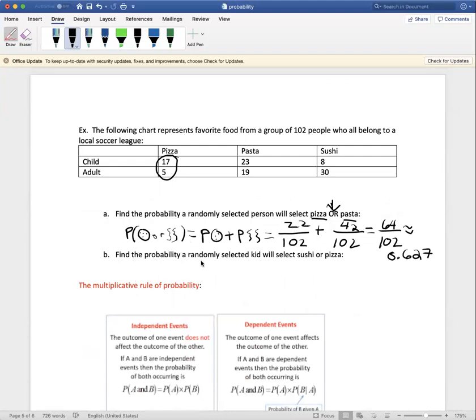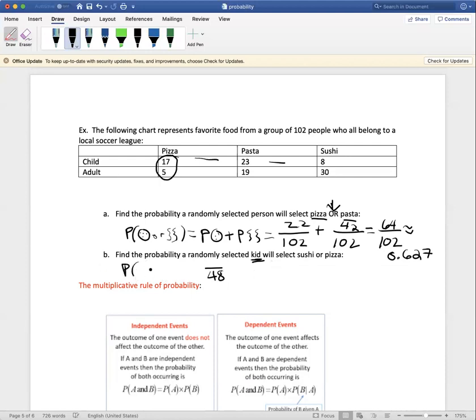select sushi or pizza. So now it's a randomly selected kid, so it's not a person, right? I mean, kids are people, you know what I'm saying. We're not looking at the entire sample space here. We're just going to focus on children, right? And so for children, we have 17 plus 23, which gives us 40, 40 plus 8, which gives us 48. So our denominator now is going to be 48. And the probability a kid will select sushi or pizza.